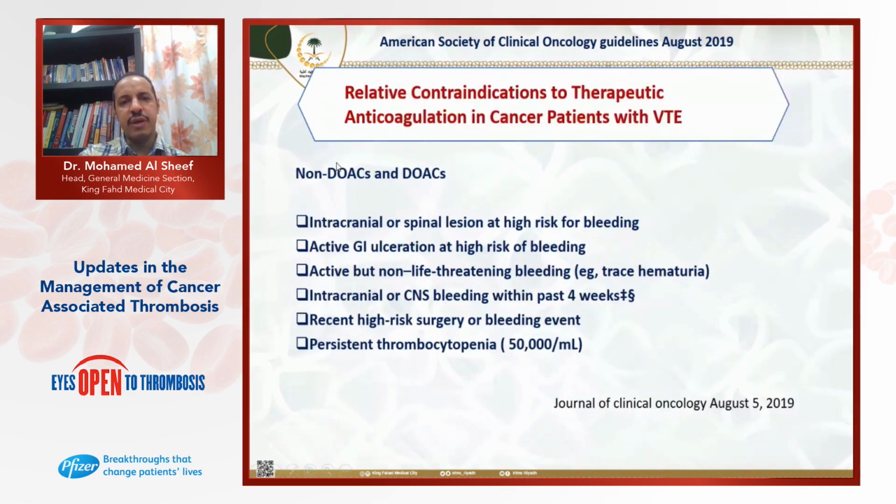What are the relative contraindications? These are relative contraindications, like an intracranial or spinal lesion at high risk of bleeding, active GI ulceration at high risk of bleeding. So this is an active ulcer, but high risk for bleeding is not bleeding. Active but non-life-threatening, for example, trace hematuria, recent high-risk bleeding, and persistent thrombocytopenia below 50,000. So less than 50 is a relative contraindication. The safe cutoff point is more than 50. Our colleagues, the hemato-oncologists, use anticoagulation for platelets less than 50, some of them down to 25.